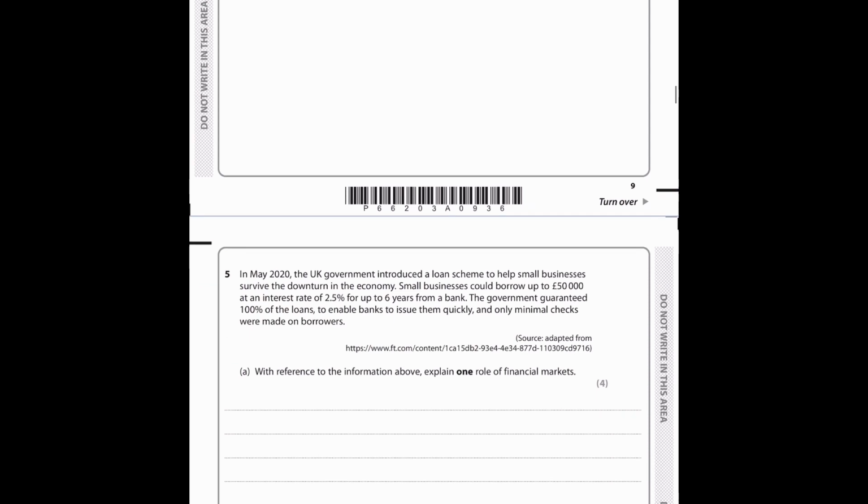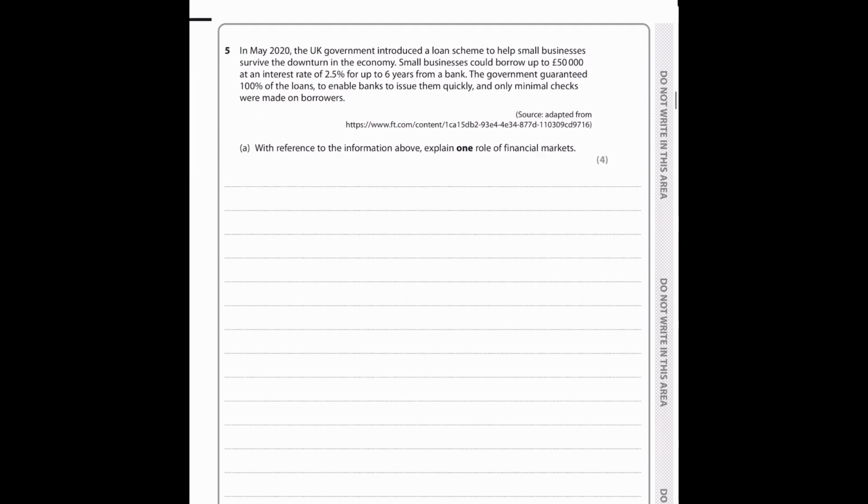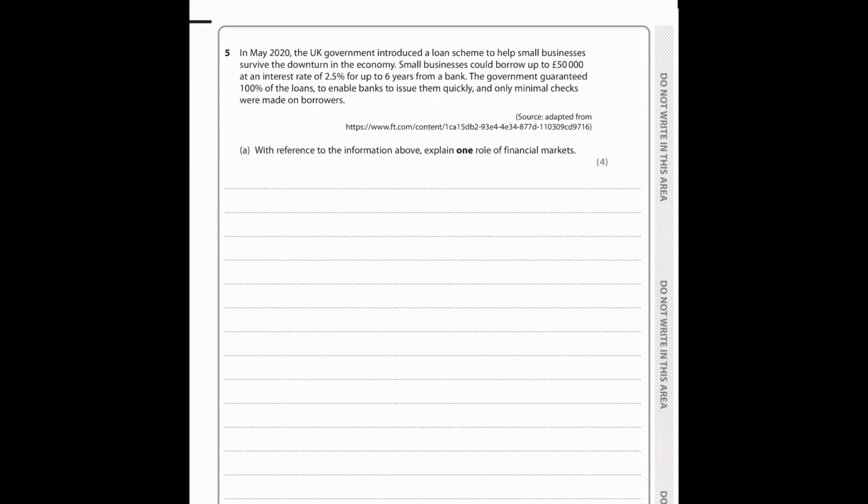And finally, we have our last question, question 5. In May 2020, the UK government introduced a loan scheme to help small businesses survive the downturn in the economy. Small businesses could borrow up to £50,000 at an interest rate of 2.5% for up to 6 years from a bank. The government guaranteed 100% loans to enable banks to issue them quickly, and only minimal checks were made on the borrowers.